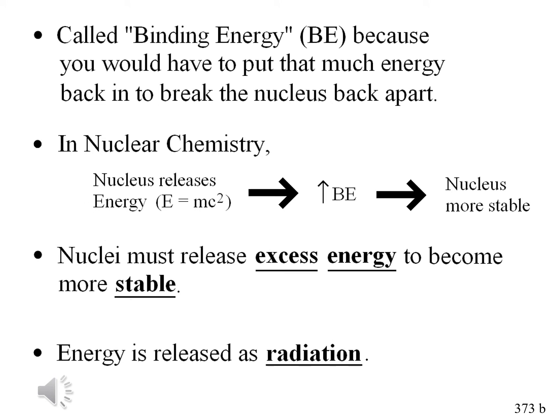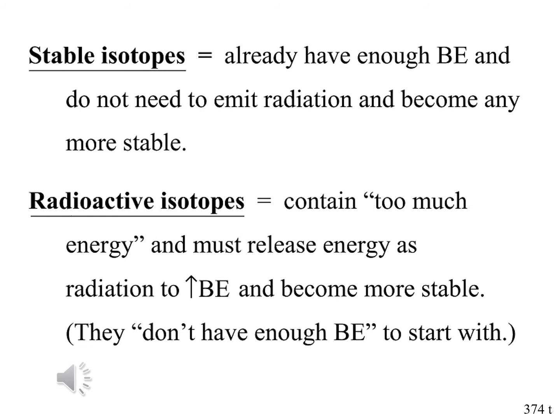The energy that the nuclei give off in order to become more stable, the excess energy, is released as radiation particles. So stable nuclei don't have too much energy, but radioactive isotopes have too much, and so they have to give off radiation in order to increase their binding energy and become more stable.